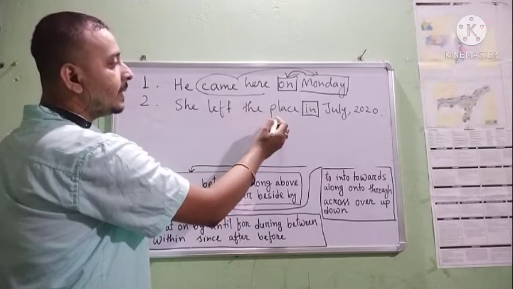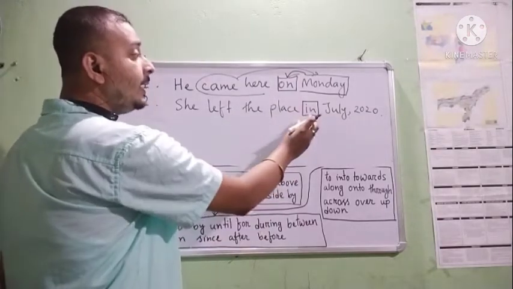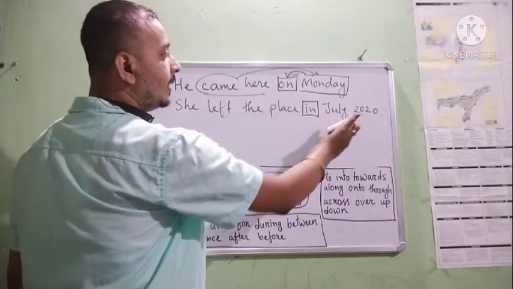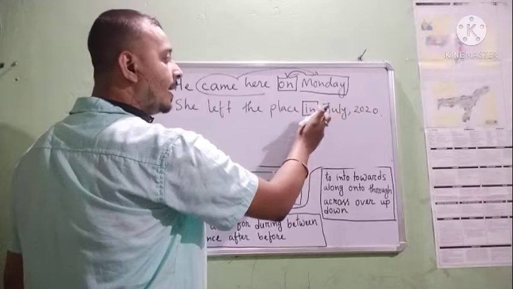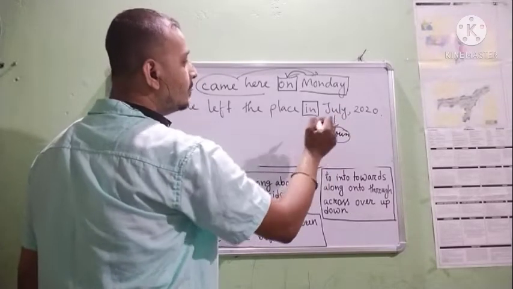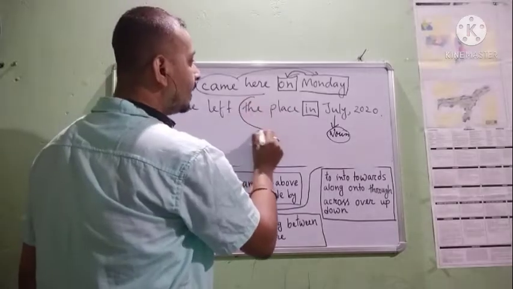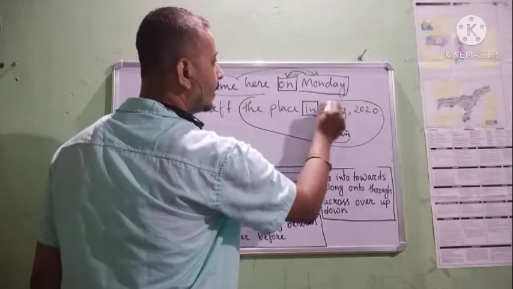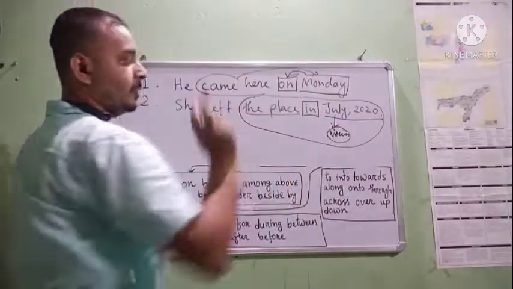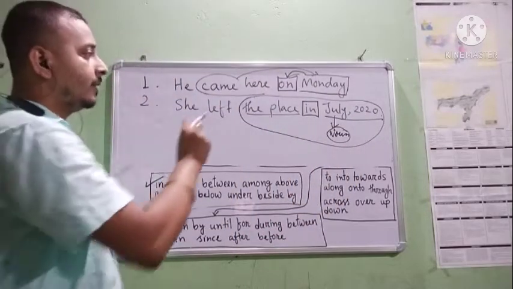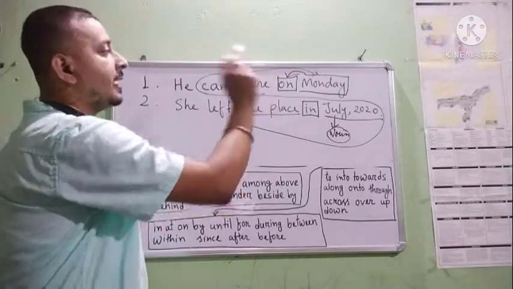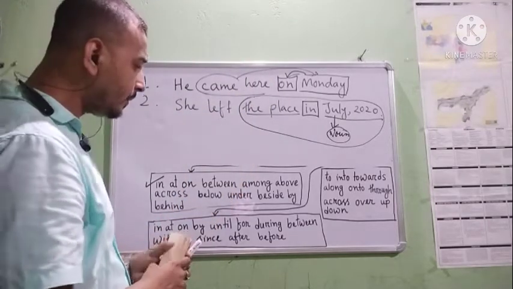Next one, she left the place in July. So in is a preposition in this sense because it comes before a month. July is a noun. It comes before a noun, and it maintains the relationship between the place and the month. So this is a preposition of time, on and in.